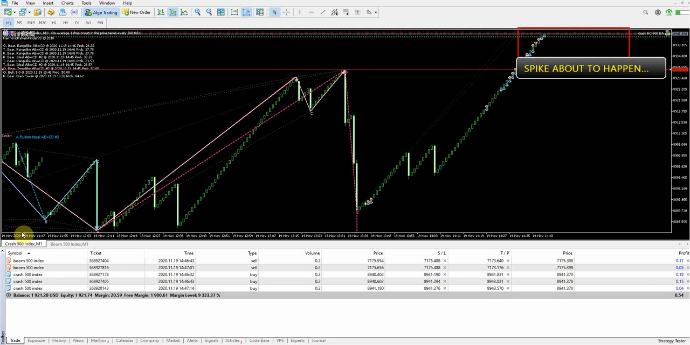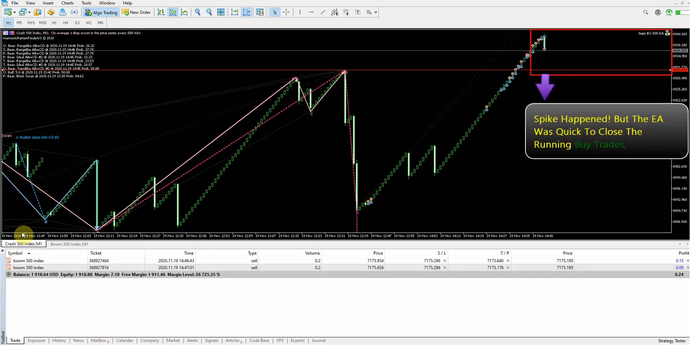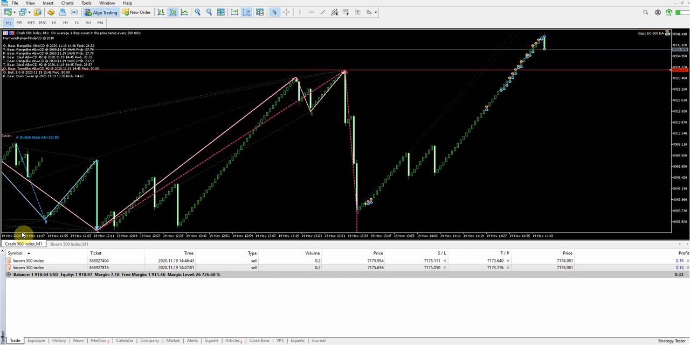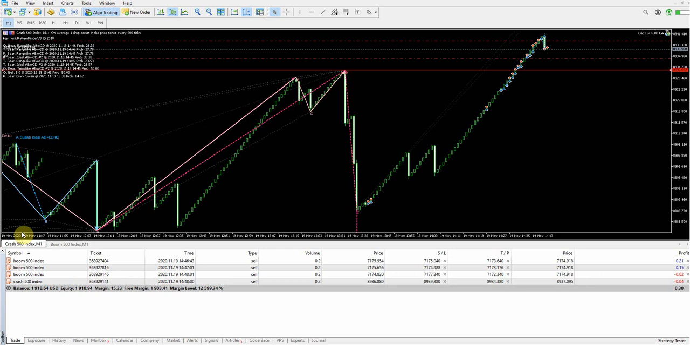When a spike happens, like it's about to do now, that EA will react by closing the current running trades. This will lead to a loss, but not a huge one. If you are able to avoid spikes, using this expert advisor will give good results. That EA will try and recover current losses after the spike has happened.